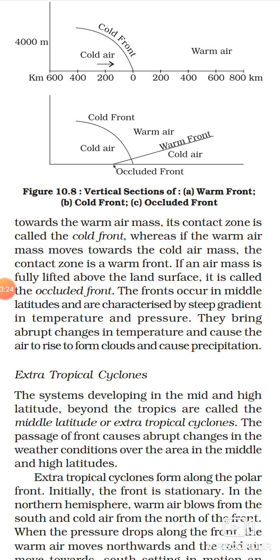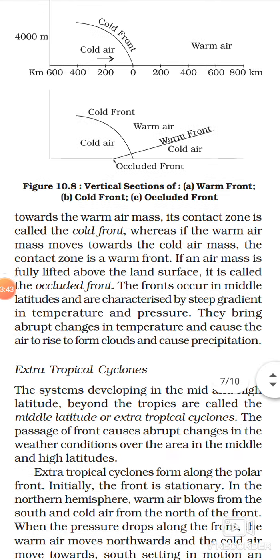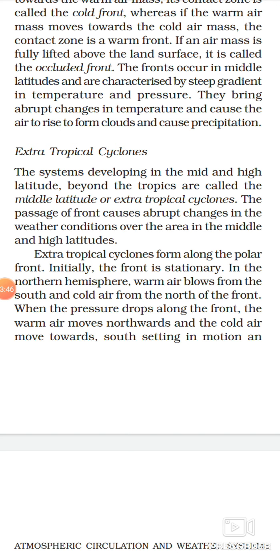When the warm air mass moves towards the cold air mass, the transition zone or contact zone is called the warm front. If an air mass is fully lifted above the land surface, it has a transition zone above the land surface. It's called the occluded front. The fronts occur in the middle latitudes and are characterized by a steep gradient in temperature and pressure. They bring abrupt changes in temperature and cause air to rise from clouds and cause precipitation.